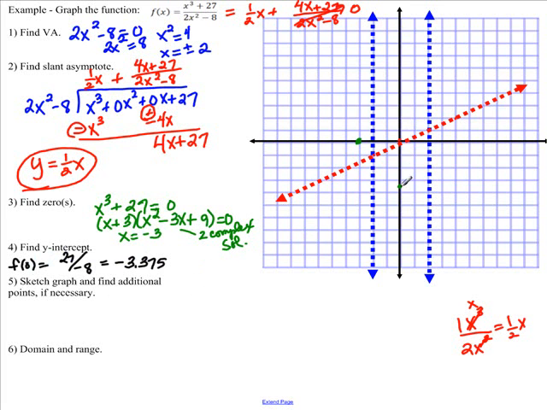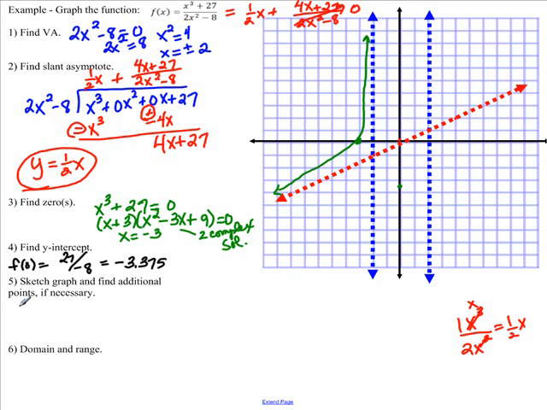Now, if you wanted to get some additional points to know what the shape of the graph looks like, you could certainly do that. But here we know what's going to happen to the left of negative 2. Our graph is going to approach this slanted asymptote and also approach the vertical asymptote. So we're going to look like this over here. We don't really know what's happening between negative 2 and 2, so we should find some additional points there.